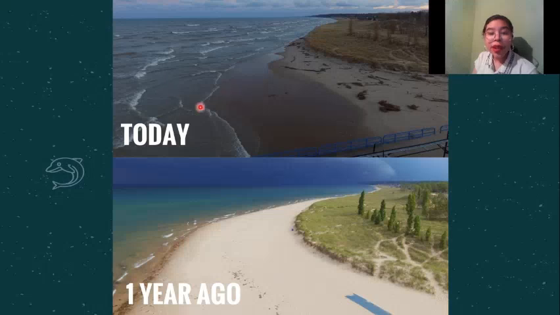This is an example of the beach erosion. So one year ago it was like this. Very neat, very full of sand. But now, as time passes, the water starts to erode the sand. So there's a little bit less sand here, but it's in a more extended territory.